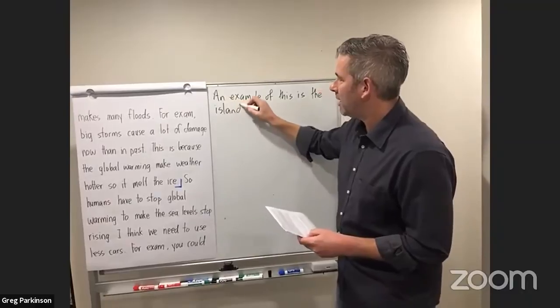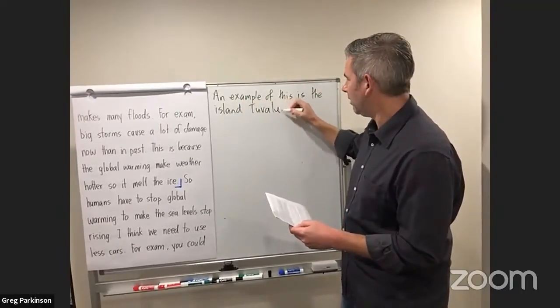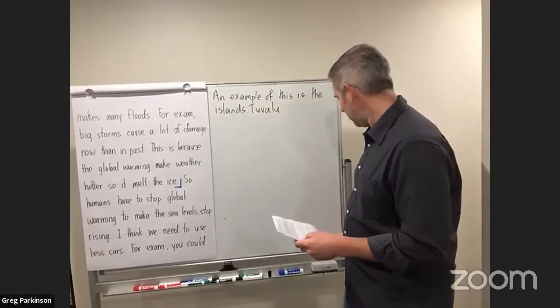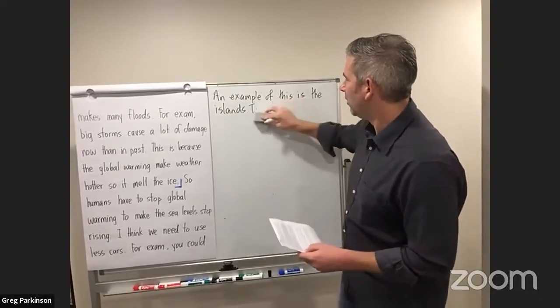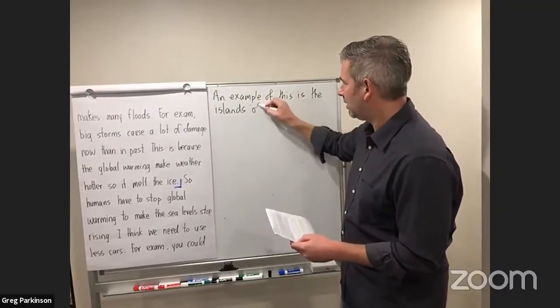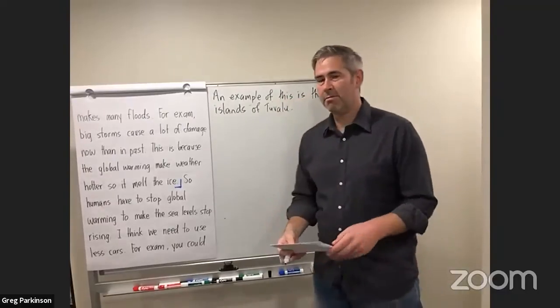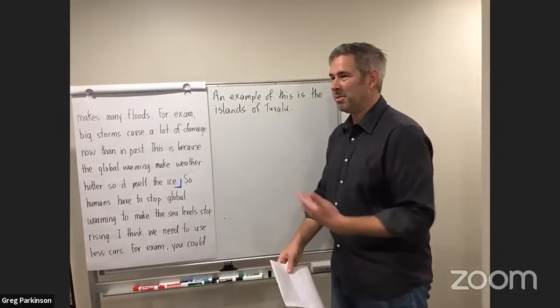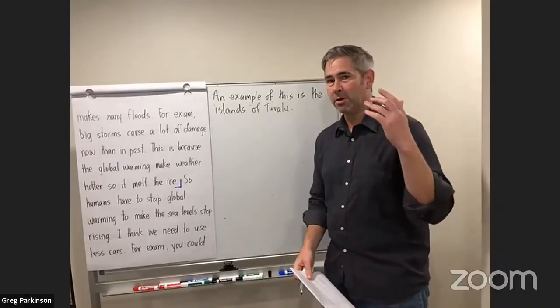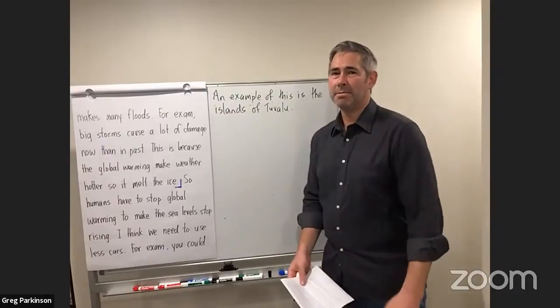Some of you may have heard of this particular island group. It's actually islands. It's more than one island in the nation of Tuvalu, so islands of Tuvalu, right? So the reason I know about Tuvalu is because a lot of people from Tuvalu have actually come to live in New Zealand because Tuvalu has been flooded, right?